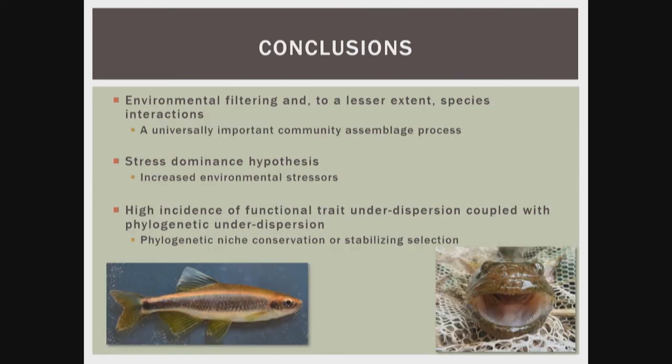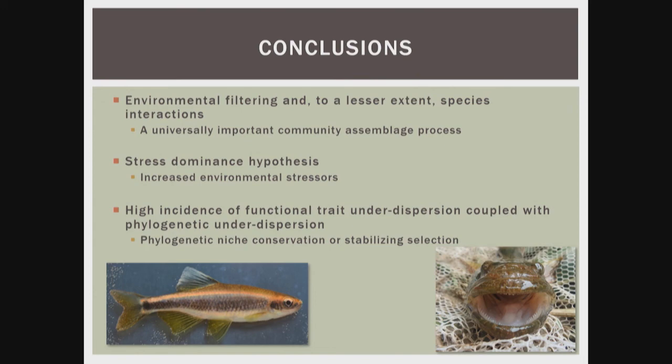So this really shows that environmental filtering and, to a lesser extent, species interaction influences these assemblages around the world, but really that environmental filtering is a pretty universally important assemblage process. And as you increase the environmental stresses, you tend to increase or decrease the functional richness or the functional diversity of these habitats. And then I found a really high incidence of functional trait dispersion coupled with phylogenetic underdispersion.